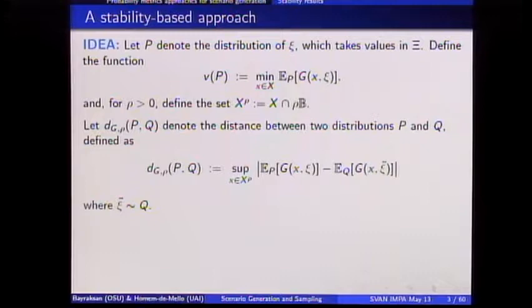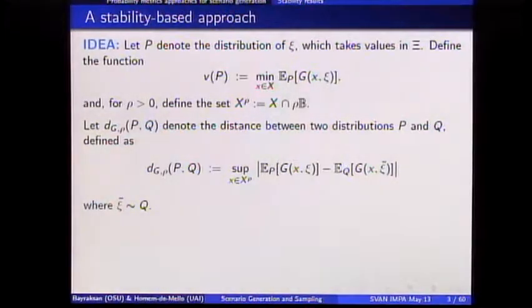Okay, so now let's define a distance between two distributions. Imagine we have two distributions P and Q, where Q is the distribution of another random variable xi tilde, and I want to measure the distance between P and Q. One distance that can be defined is the following. And that's the nice thing about this distance, because it's defined in terms of the objective function of the problem.